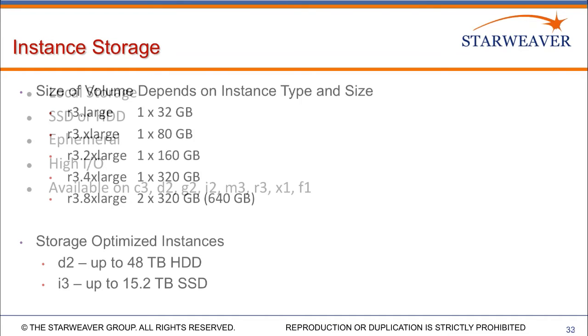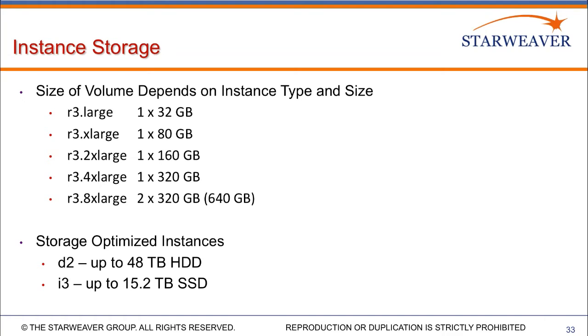but how much you get depends upon the instance type and size. Okay, so here's an example, the R3 instance type and the different sizes: large, extra large, 2x large, 4x large, 8x large. You can see that you get different amounts of local instance storage with each one of those.